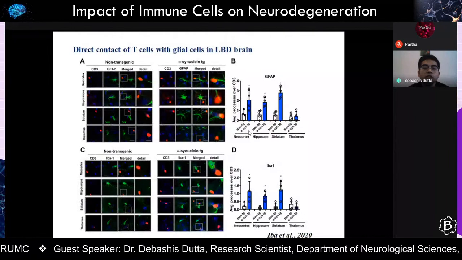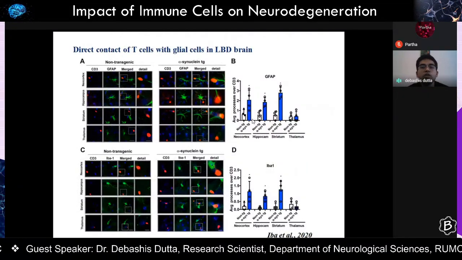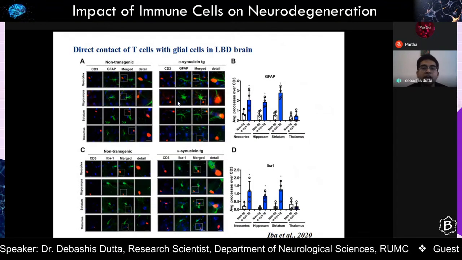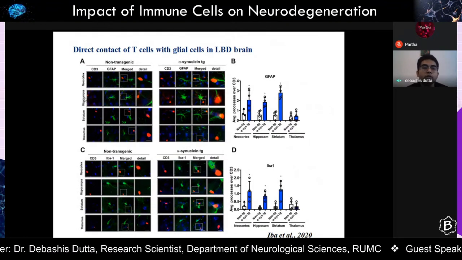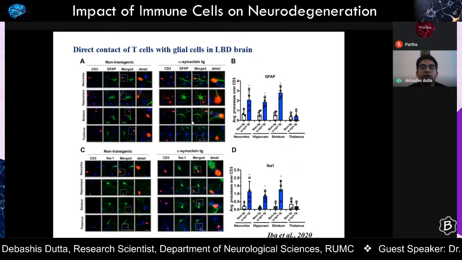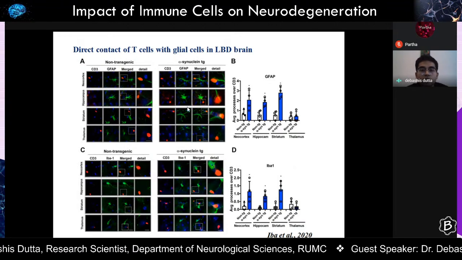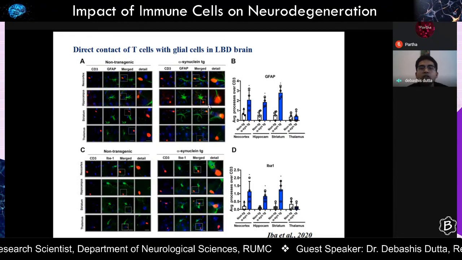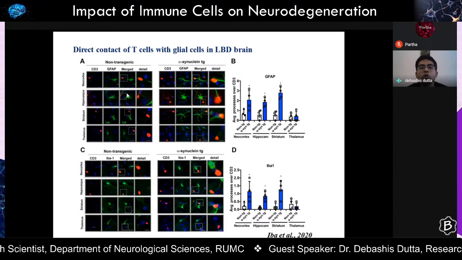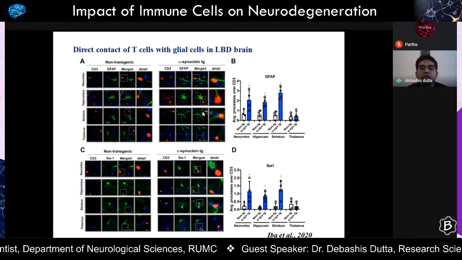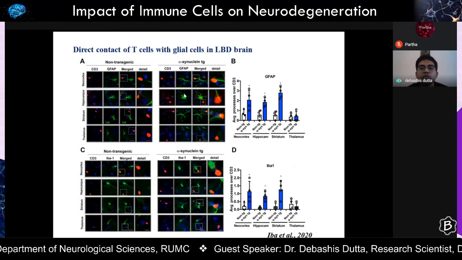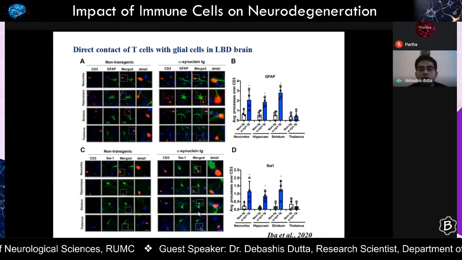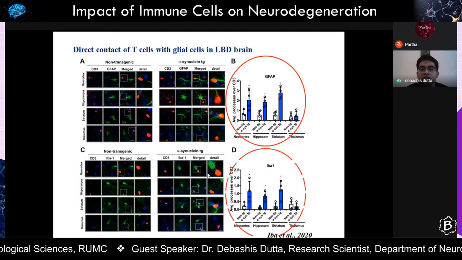But more importantly, what they have found is that these cells are not only recruited within the brain, but they are also making physical contact with the existing glial cells within the brain. These are again from different brain regions like hippocampus and striatum. There they have found that the interaction between the glial processes and the T cells happens only under disease conditions. Those are not found in the control mice, but in the alpha-synuclein overexpressing mice, physical interactions between astrocytes and CD4 positive T cells, or IBA1 positive microglia and CD4 positive T cells, are happening under the disease conditions.